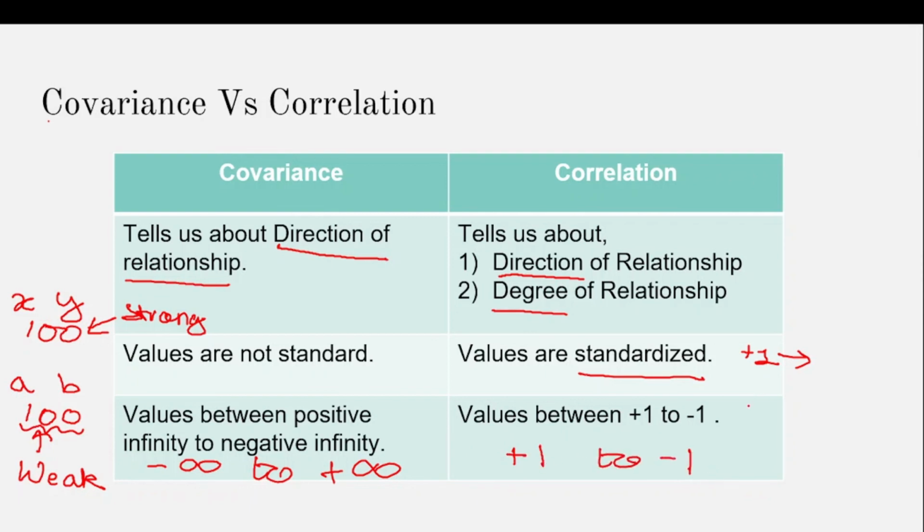Hence, we can conclude that covariance is great for defining the type of the relationship, but it is terrible for interpreting the magnitude. Hence, we can use correlation to get insights about both the direction of relationship as well as the degree of correlation. So that was all about covariance and correlation.